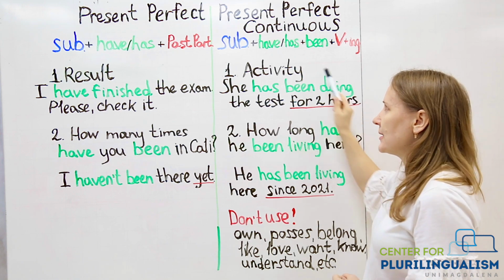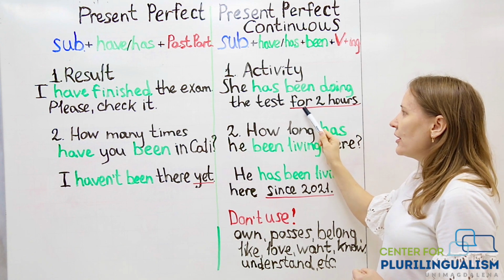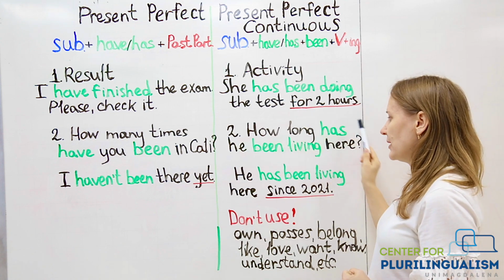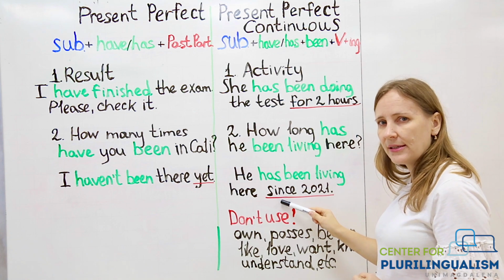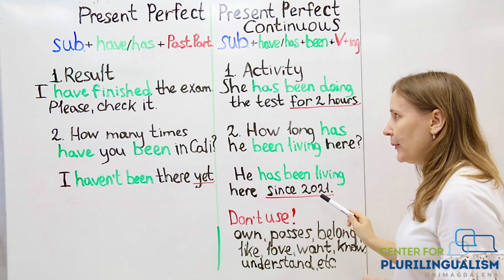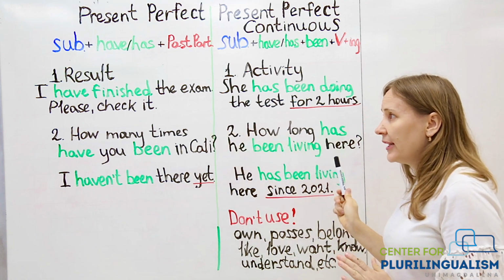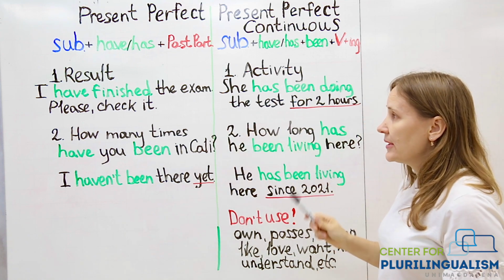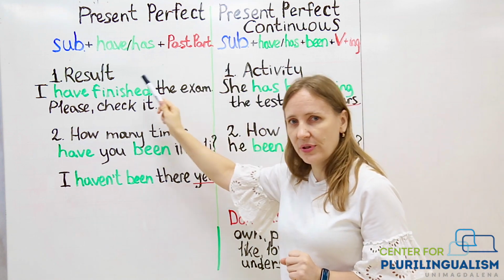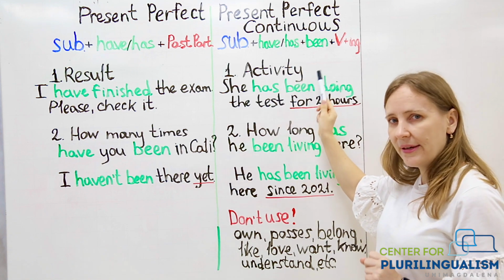Usually for these kinds of sentences in present perfect continuous, we use the preposition for, 2 hours, and we can also use since to indicate since when we started an activity. Okay, so that was the first case, yes, when we use present perfect or present perfect continuous. Remember again, present perfect focuses on result, present perfect continuous focuses on the activity.